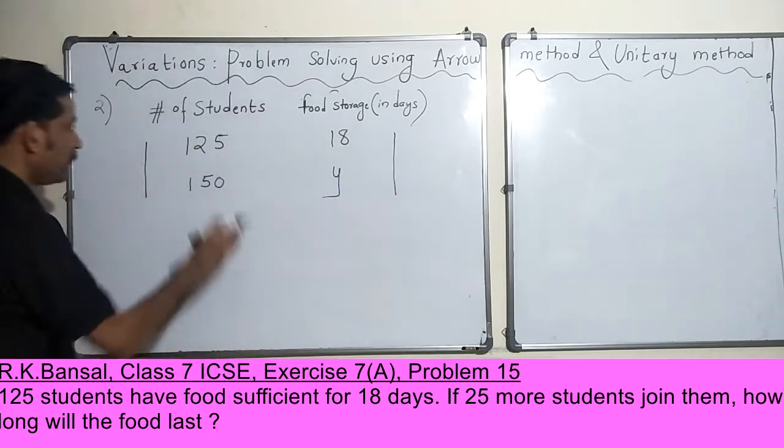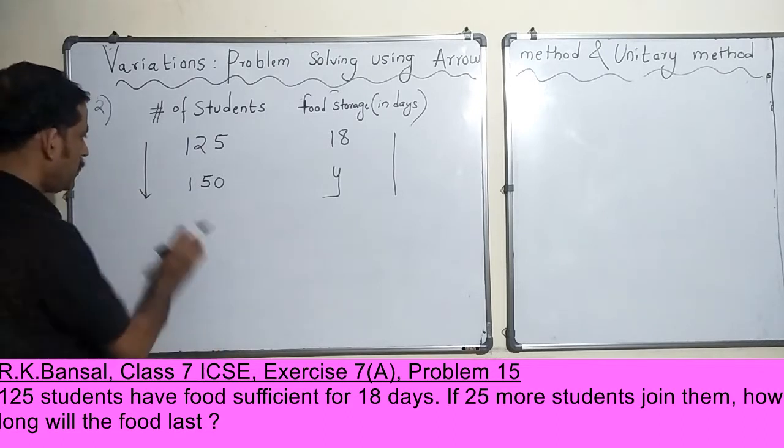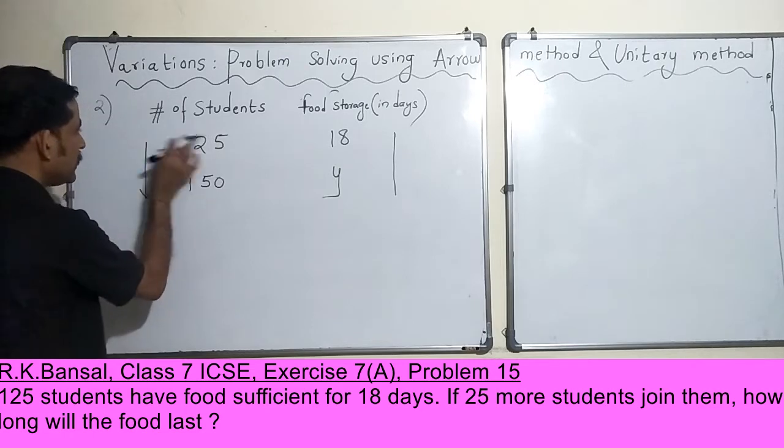Now let's figure out and put our arrows. 150 is more than 125, so the arrowhead is towards the entity which is more, and the tail is towards which is less.